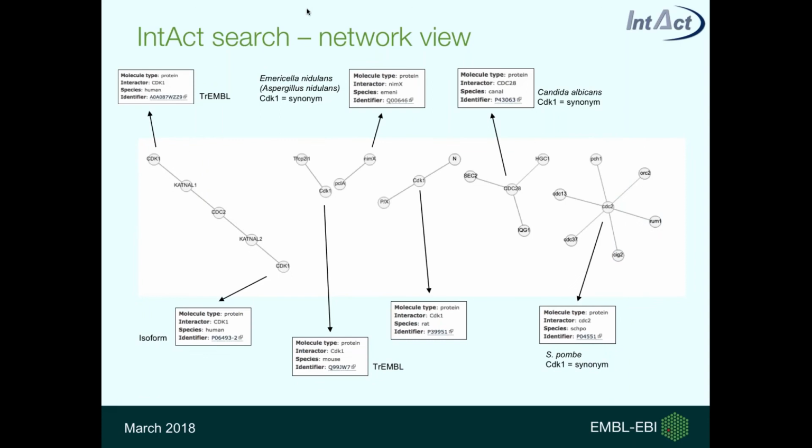So CDK1 also exists in other species, like a few other fungi, Candida albicans, and Schizosaccharomyces pombe on the right-hand side. We also find some TrEMBL entries for human and for mouse, because CDK1 is still the gene symbol for those entries. There's an isoform for human, and there's another fungus here, and the rat also is represented. So essentially, this is a warning. If you search with any kind of name, this is not species specific.